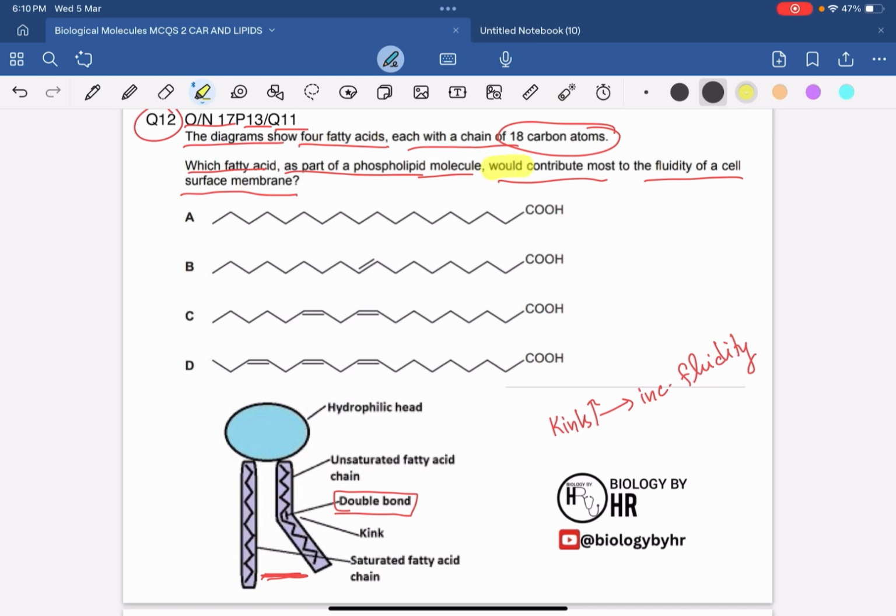So in the question they say that would contribute most to the fluidity of the cell membrane. It means that we have to select the structure with the most carbon-carbon double bonds, right? So the highest number of carbon-carbon double bonds are seen in option D. So hence option D is our correct answer over here.